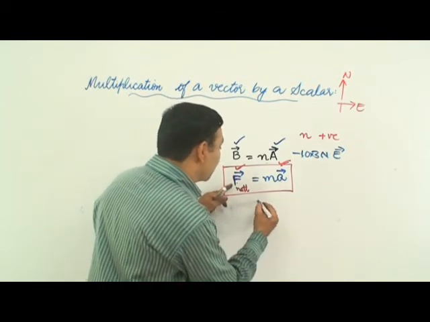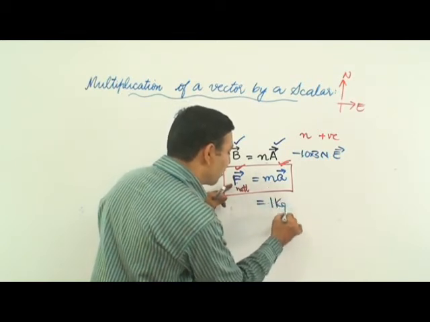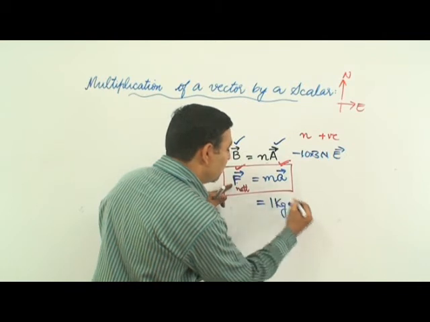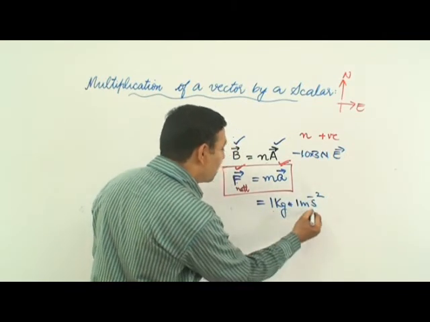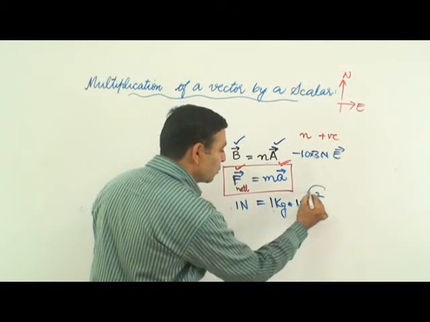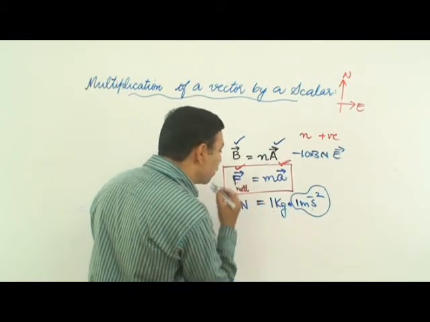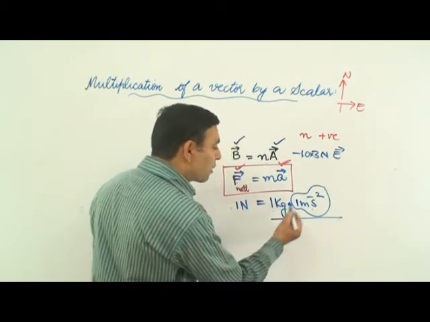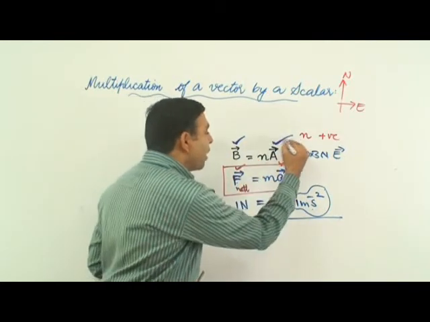You know, 1 Newton is nothing but mass of 1 kilogram, which is a unit of mass, and acceleration of 1 meter per second square. This 1 kilogram into 1 meter per second square is 1 Newton. We'll see later. Acceleration's unit is just meter per second square, whereas the unit of force is the whole thing, kilogram meter per second square. So that is Newton. So A and B need not have the same unit.